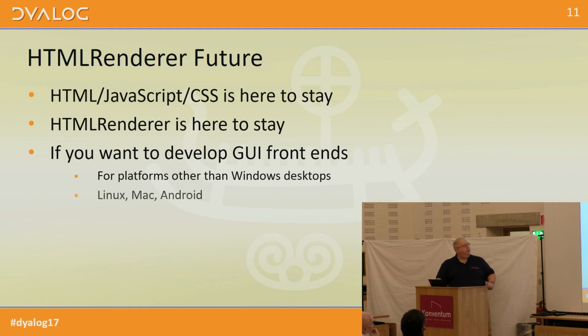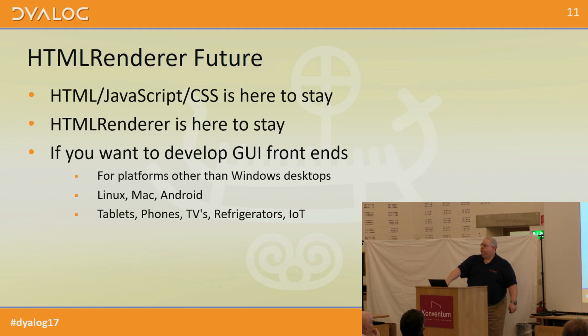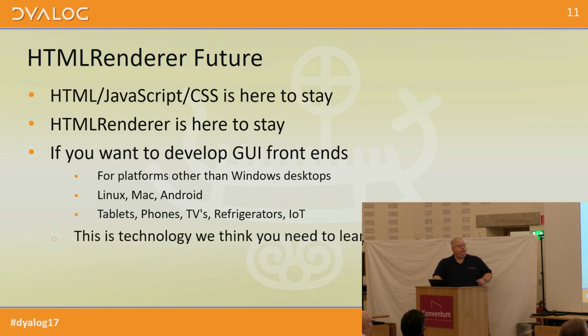So if you want to develop GUI front ends for platforms other than Windows desktops, or even for Windows desktops, if you want to develop for Android, Linux, or Mac, if you want to deploy on tablets, phones, TVs, refrigerators, I guess there's a Samsung refrigerator now that's got a version of Linux running on it. You can link to your refrigerator and it'll tell you that you're low on milk when you're at the grocery store. And the whole Internet of Things. So this is a technology we think you're going to need to learn and embrace. And then help us guide you in what tools you need.